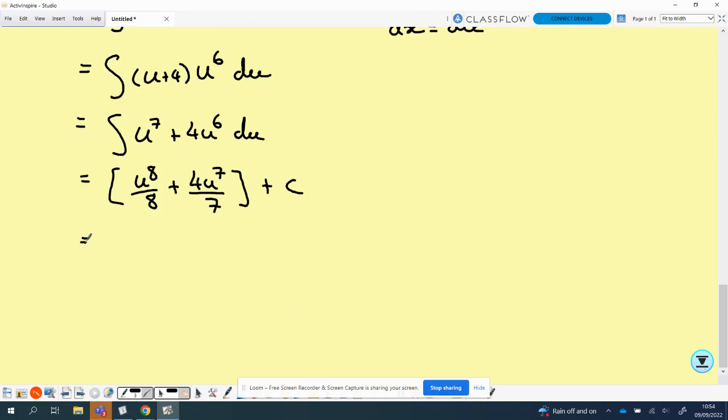And then last step, in fact I don't need my square brackets anymore, so let's drop that out. I can just swap the u's for my substitution. So u was x minus 4, so that's x minus 4 to the power 8 over 8 plus 4 lots of x minus 4 to the power 7 over 7 plus c. Okay, so that example there just shows you sometimes still have an x variable left, and you have to go back to your original substitution to just rearrange it to get rid of that and swap it for a u as well.